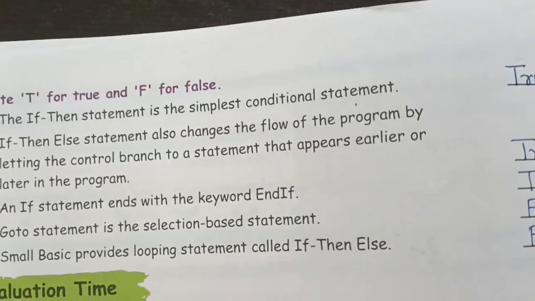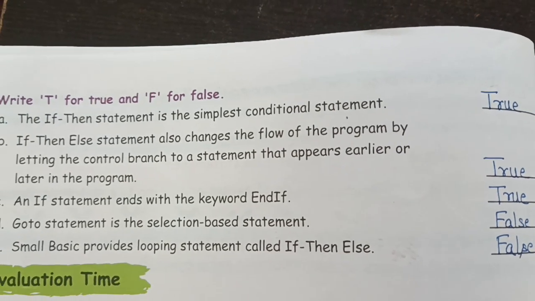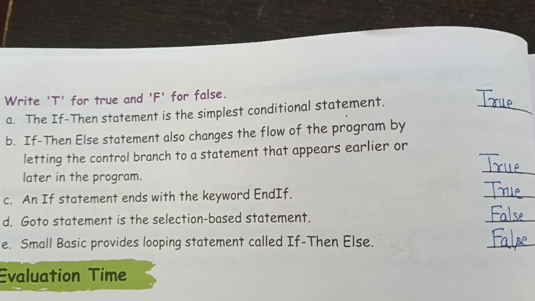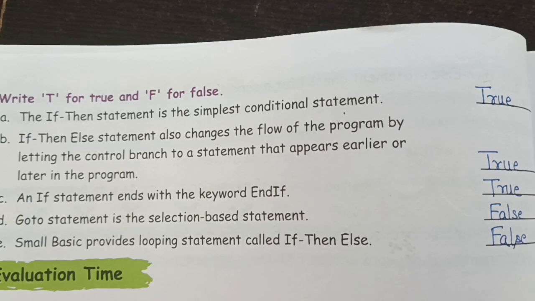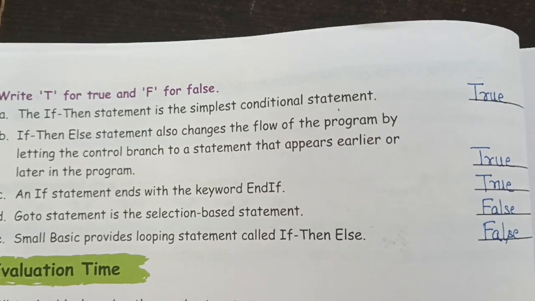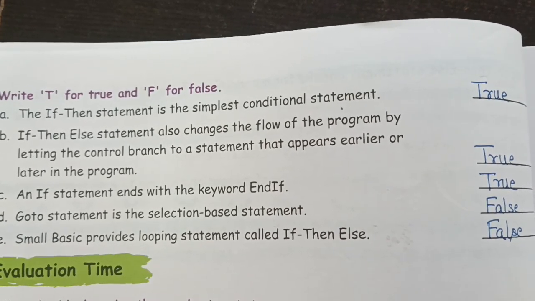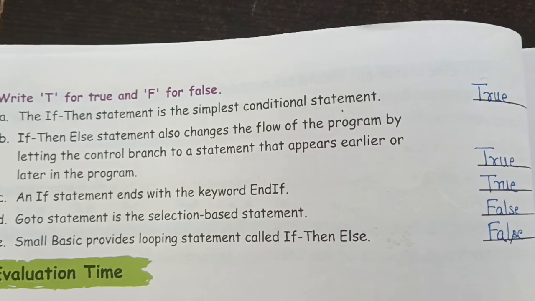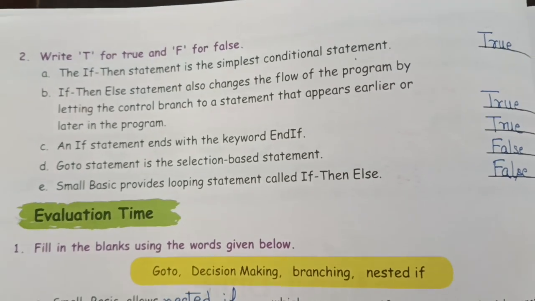First one: the If Then statement is the simplest conditional statement. This is true. The If Then statement also changes the flow of a program by letting the control branch to a statement that appears earlier or later in the program. This again is true. An If statement ends with the keyword End If. This is again true. The Goto statement is a selection based statement. This is false. Small Basic provides a looping statement called If Then Else. This is again false.